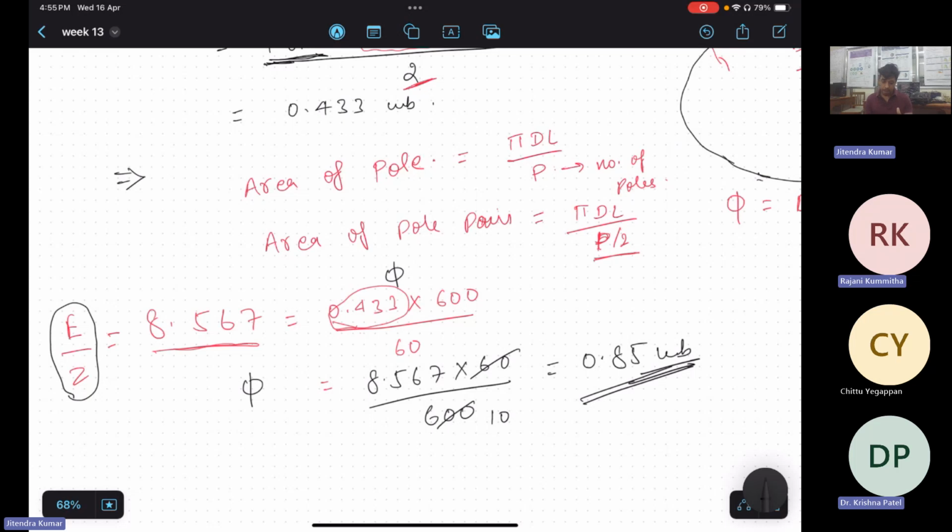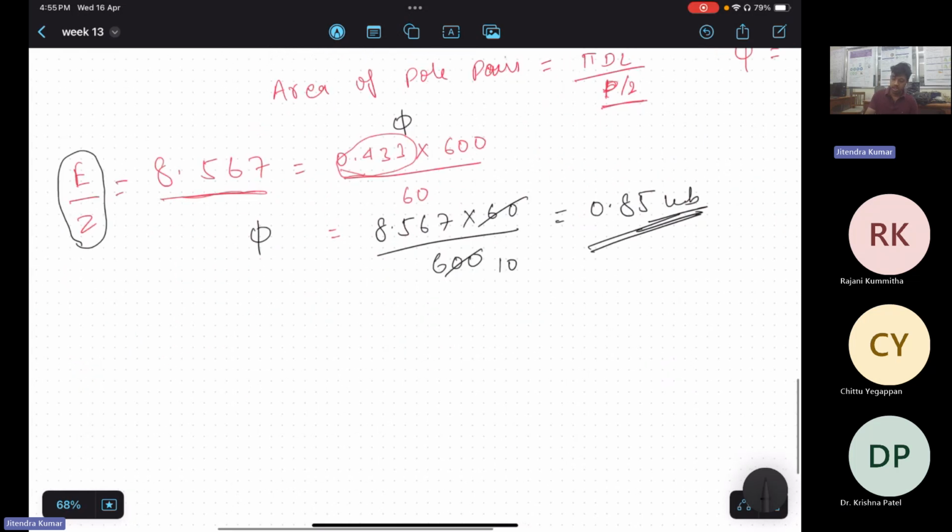Yes, sir. Now how can we calculate the number of conductors? So total induced EMF was how much? V plus IRA. Yes, exactly. This is a generator or motor, a DC machine.